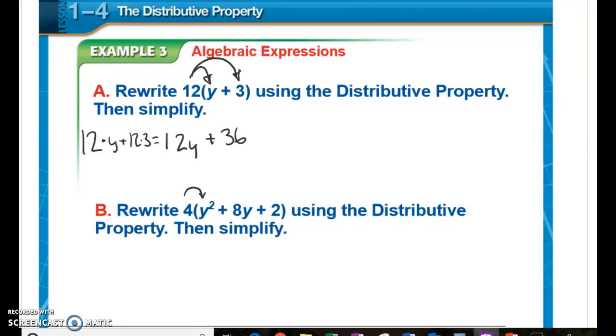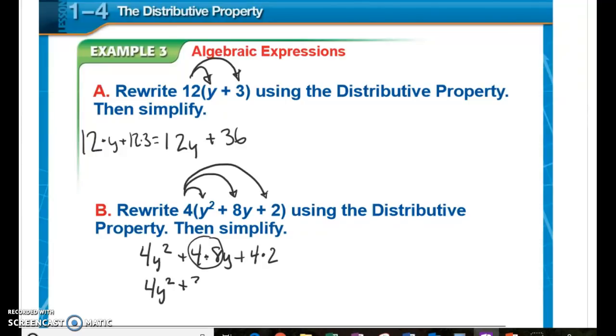Okay, so let's rewrite this one. 4 times y squared, 4 times 8y, 4 times 2. So this is 4y squared. Now when you get to 4 times 8y, I'm going to write this one out, plus 4 times 2. This becomes 4y squared. This one, you're just going to multiply the front numbers, plus 32y, and then plus 8. All right?